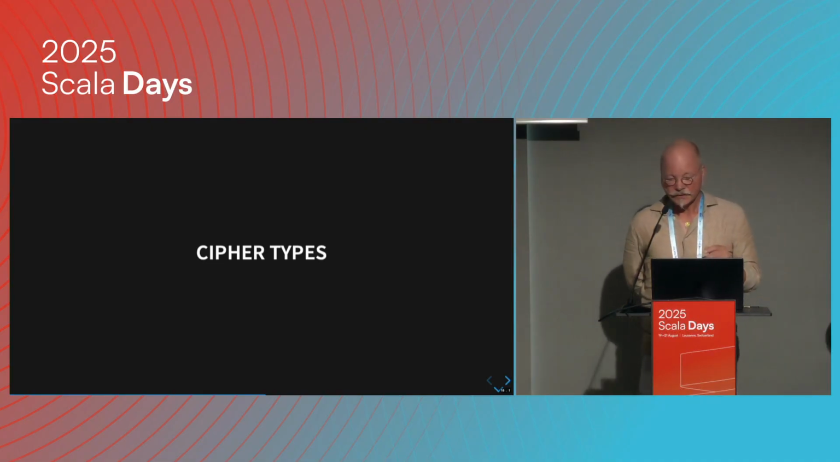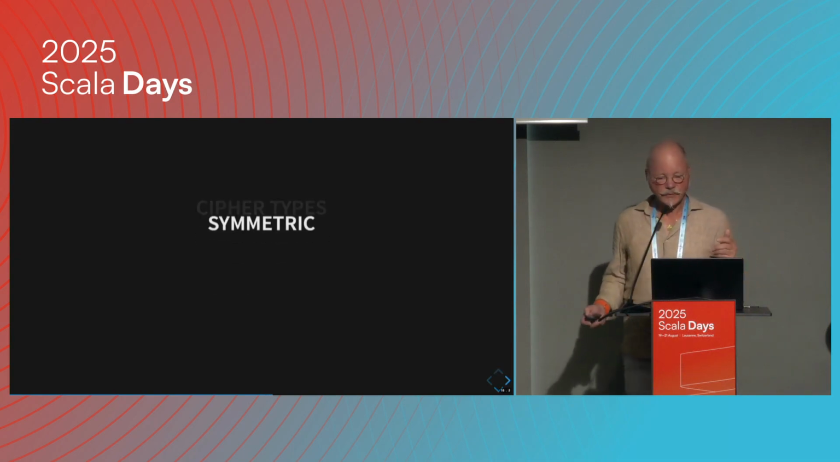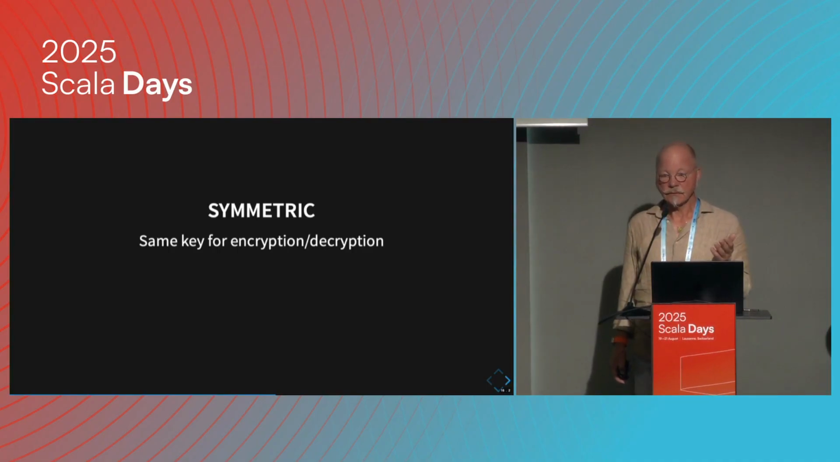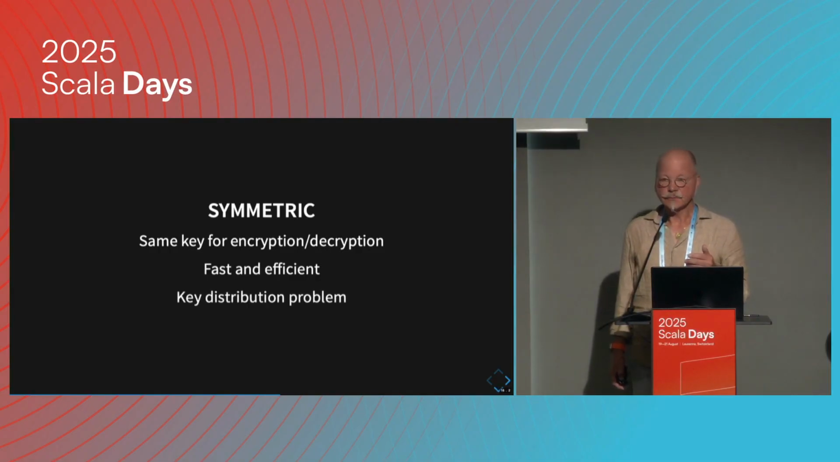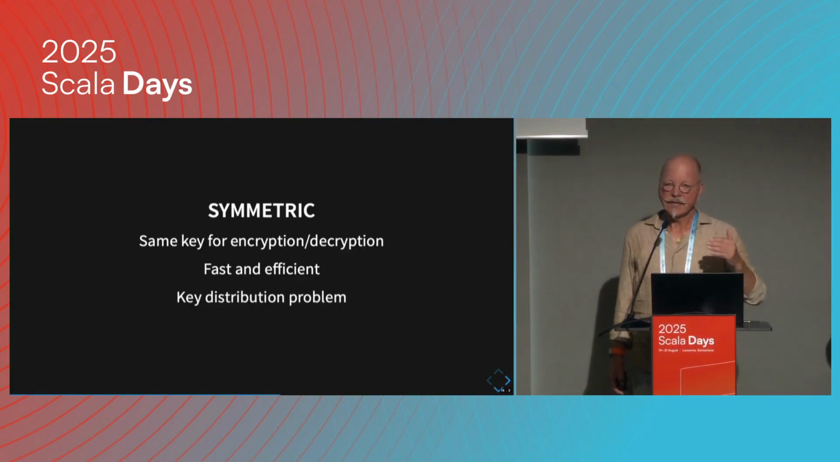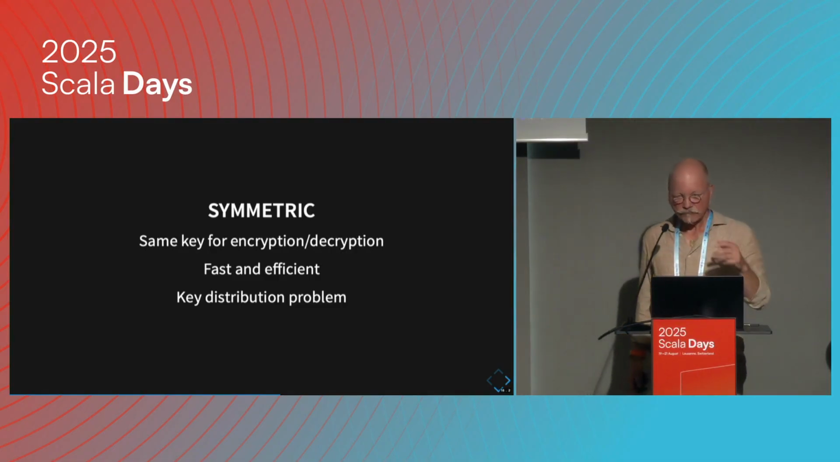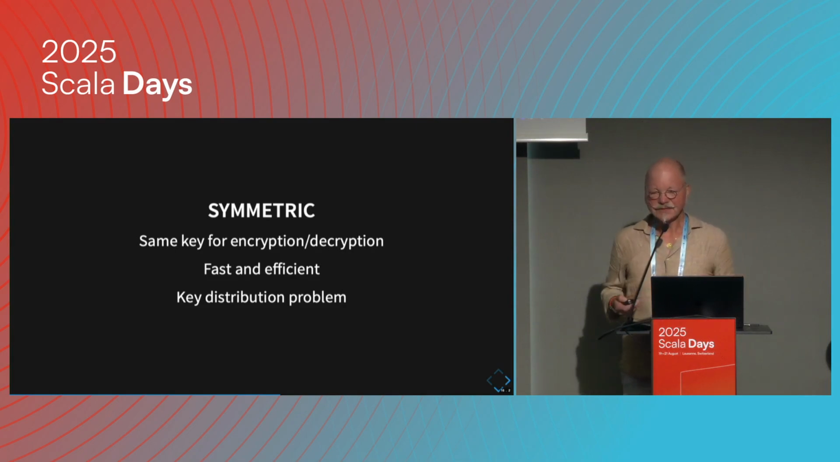Okay, back to cipher types. There are 2. They're either symmetrical or asymmetrical. And what's the difference between them? Well, symmetric encryption uses the same key for encryption and decryption. It's fast and efficient, but it has a key distribution problem. How do you securely share a key with the other party? That's a problem, because if you want to send secrets, you first have a secret that you need to send. That's the key distribution problem.